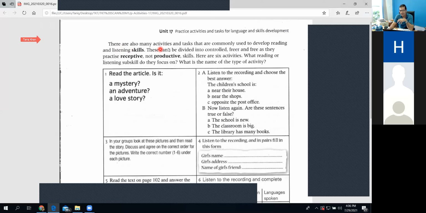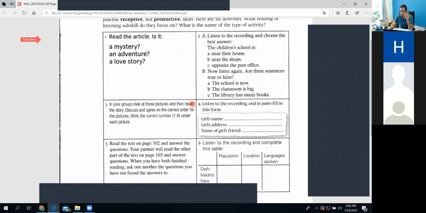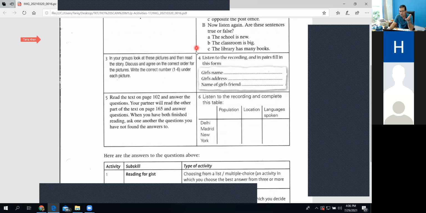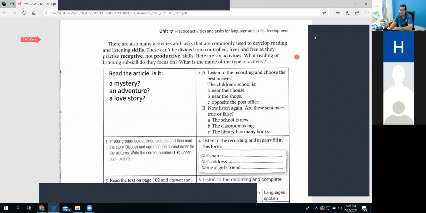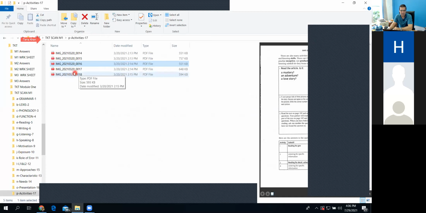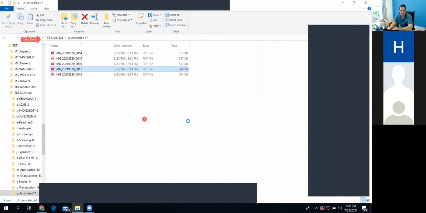There are also many activities and tasks that are commonly used to develop reading and listening skills. Here they are giving you the reading and listening skills, the receptive and productive skills, which we have discussed before. These are the types of activities they have mentioned. You can go to the table and see, when you are improving the sub skills, what type of things you can do in the class.